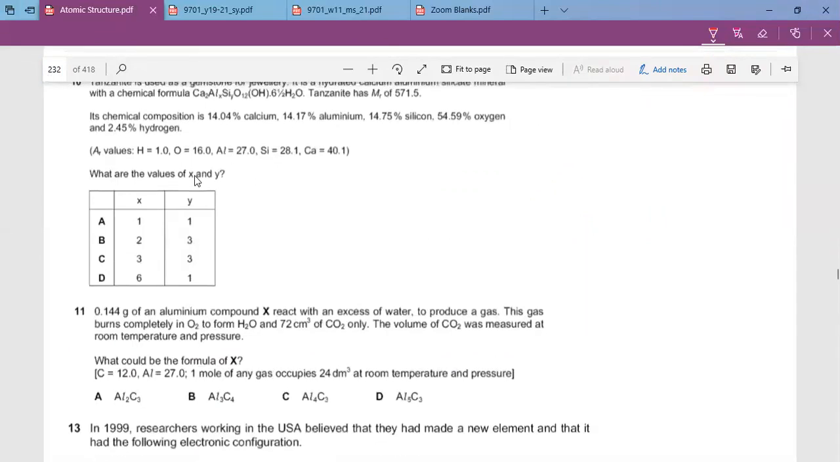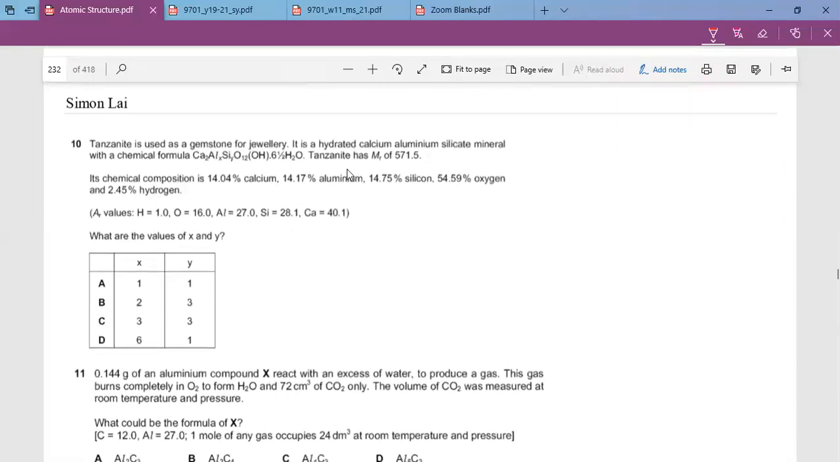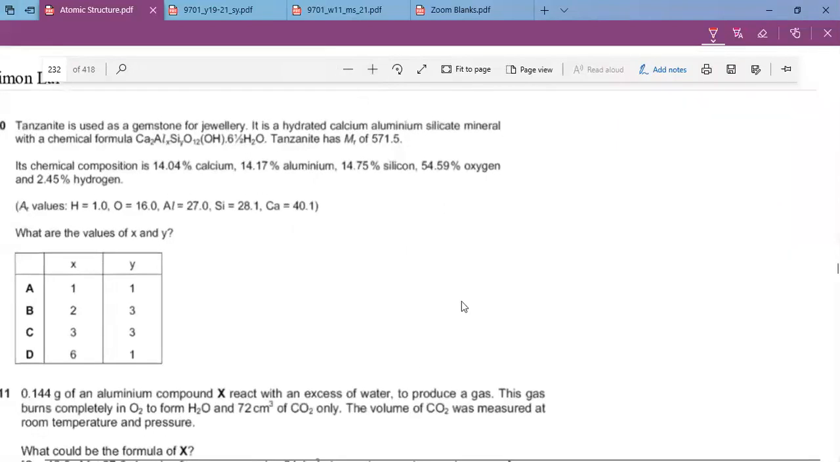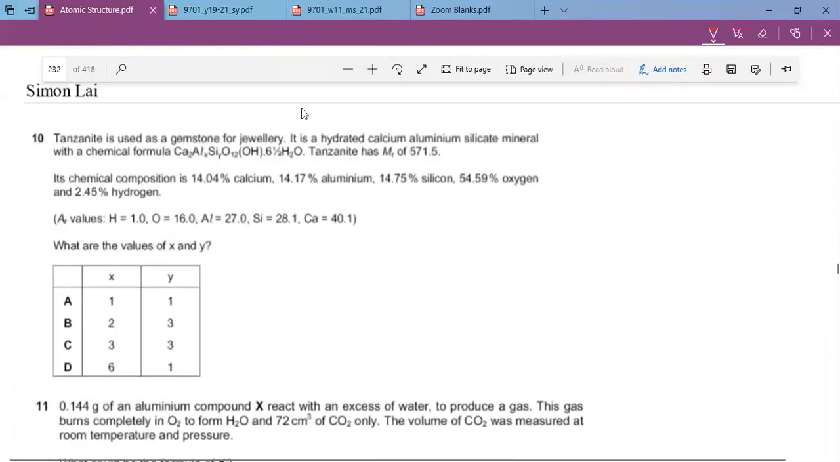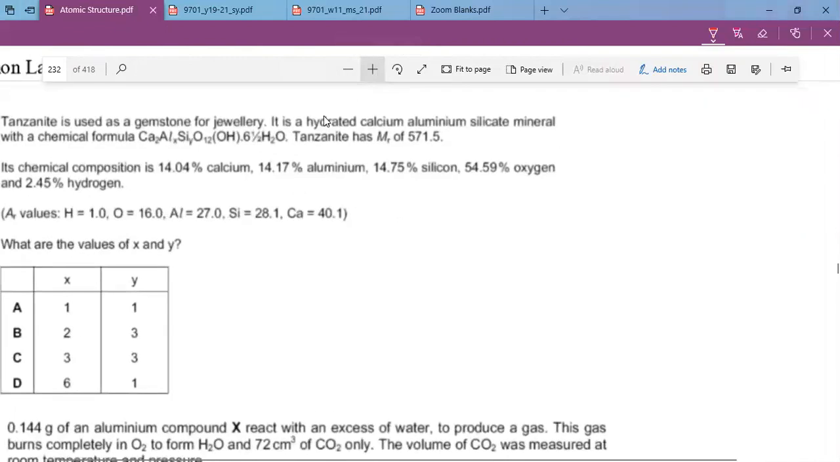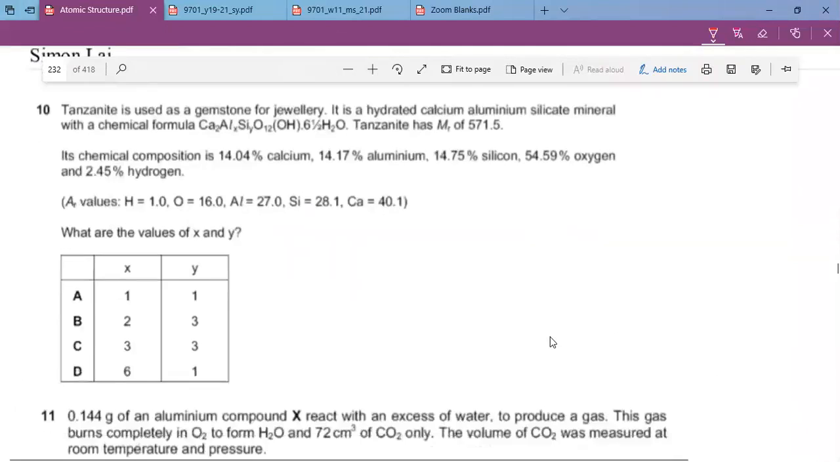Now this one here. So different things, different ways. Put bigger. Can you see? So tanzanite, not Tarzan, is used as a gemstone in jewelry. It is hydrated calcium aluminum silicate, a mineral with the chemical formula, blah, blah, blah. Now I'm going to write it down here.